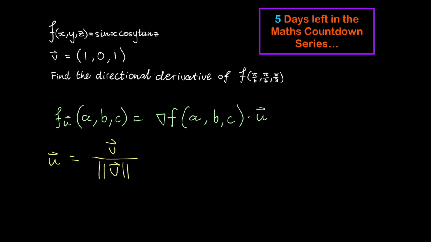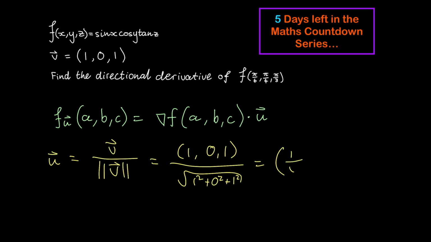We're taking v and dividing it by its magnitude, so that the new magnitude of this vector will be 1. The vector v is 1, 0, 1, and we find its magnitude by taking the square root of v dotted with itself. So v dotted with itself is 1 squared plus 0 squared plus 1 squared, which gives root 2. So our vector u is 1 over root 2, 0, 1 over root 2. Okay, so we found u.